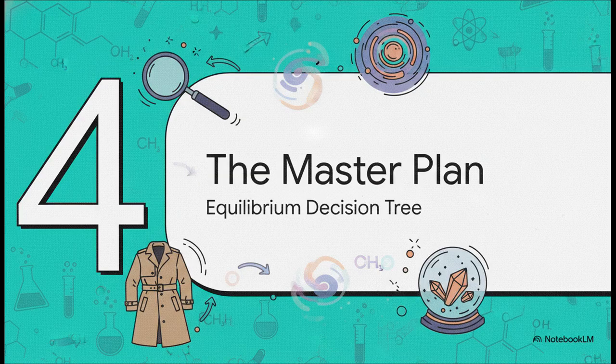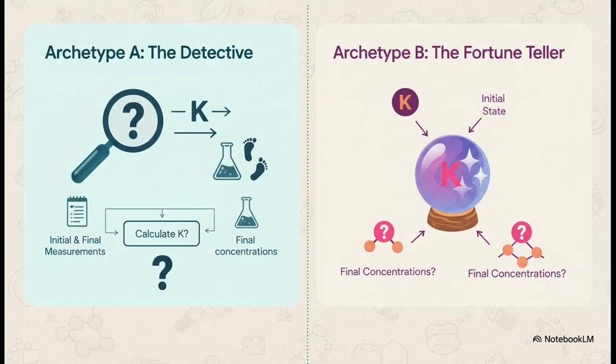So, we've gone through 2 very different case files, the detective and the fortune teller. Now, let's zoom out and combine them into a single, unified master plan that you can use for any problem that comes your way. This slide really lays it all out, side by side. Archetype A, the detective. You're given the initial and final measurements, and you're missing K. The math is usually simpler, often just linear. Archetype B, the fortune teller. You're given the initial state and you're given K, but you're missing the final concentrations. The math is a bit tougher here, often leading to those quadratic equations.